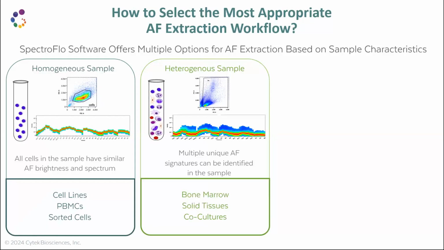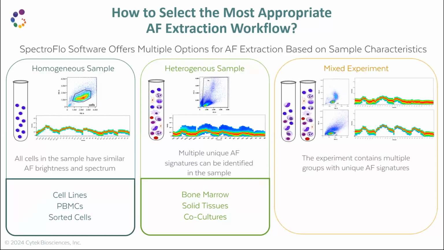To give you some examples, that happens with bone marrow, that happens with solid tissues, brain, liver, spleen. That happens with co-cultures that involve cells that are different in autofluorescence, lymphocytes and macrophages, lymphocytes and tumor cells. So there is a separate workflow that we will describe later for heterogeneous samples.